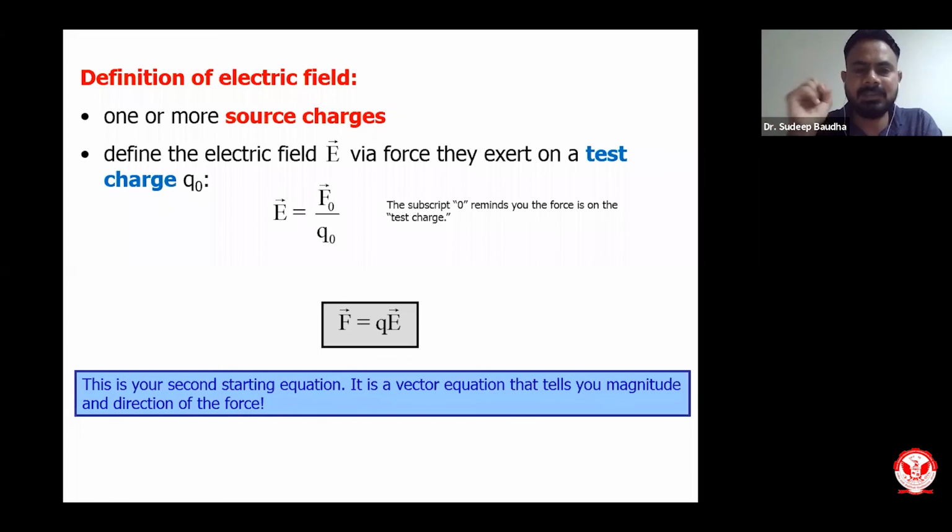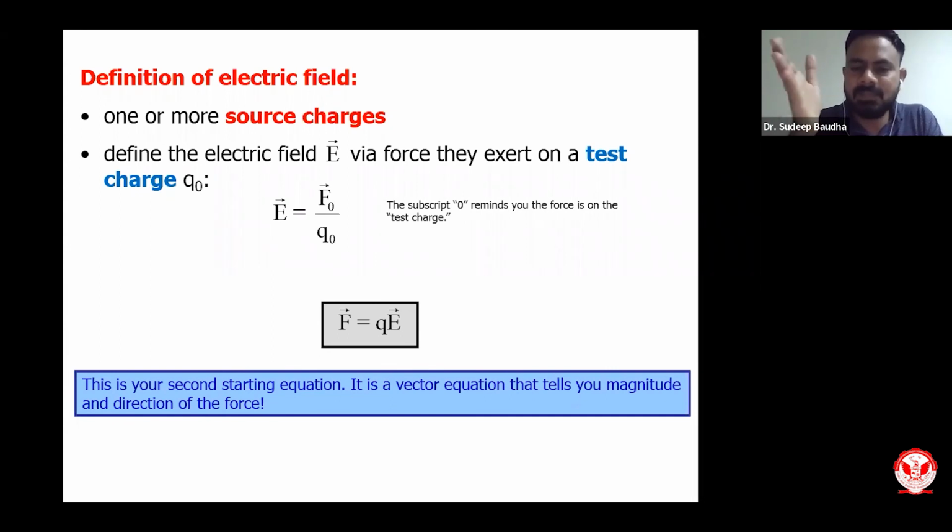So electric field is defined as F naught. Please remember, F naught is the force from the Coulomb upon Q, which is the charge kept near that particular charge. So force can be written as Q into E, where Q is your test charge and E is the electric field. That is another definition of force: force is equivalent to Q into E. E is the electric field produced by the charge, and Q is the test charge which is placed to observe that electric field.